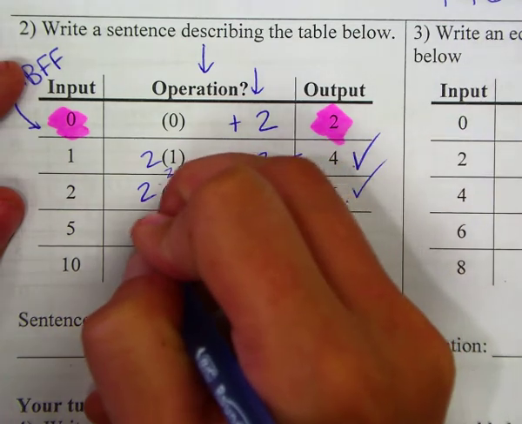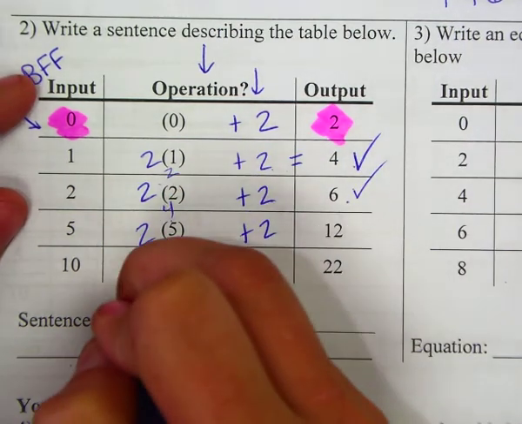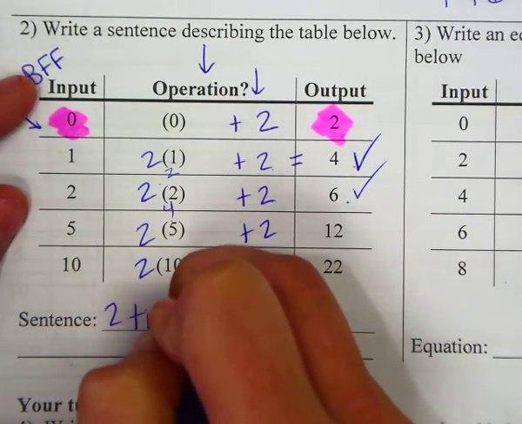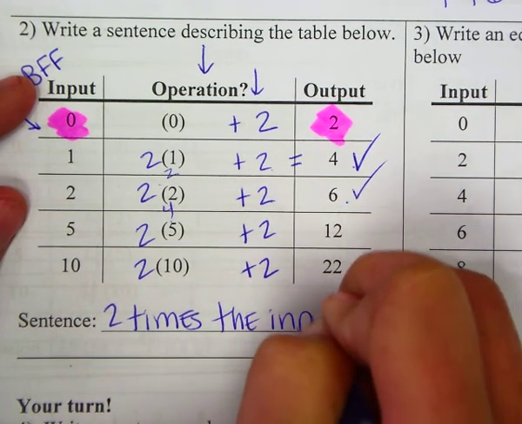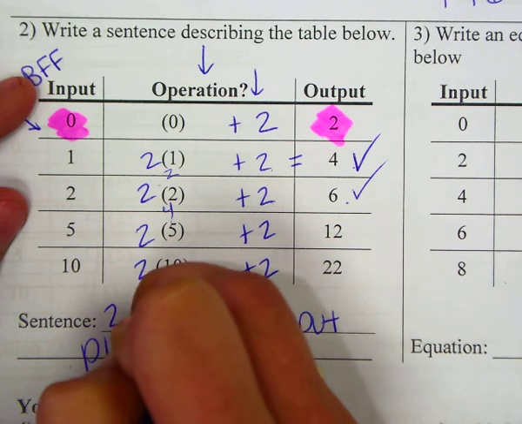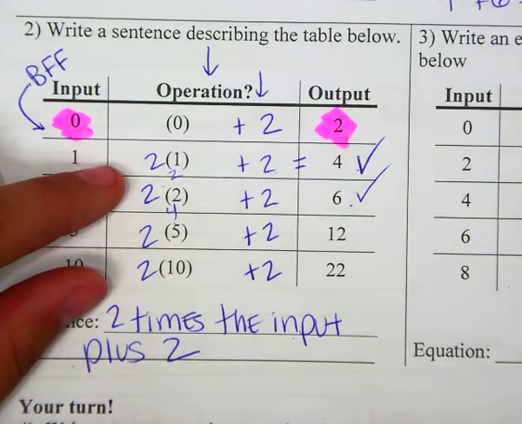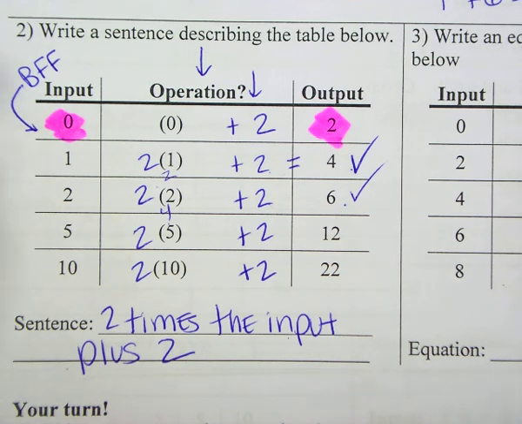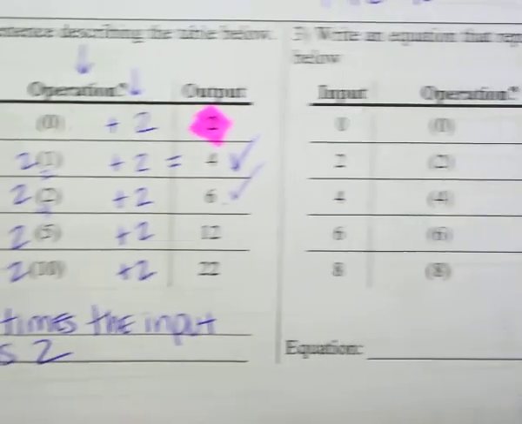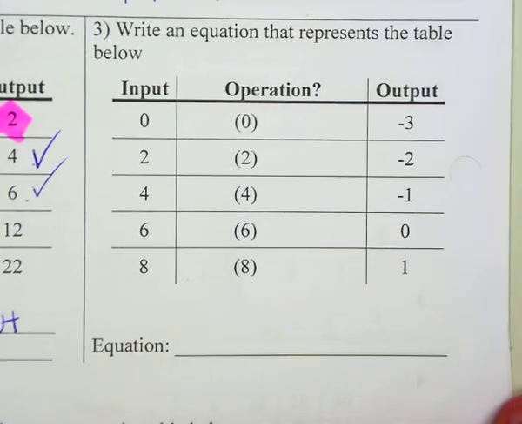Nice. So a sentence is it's 2 times the input plus 2. Again, I just got that from experimenting. I just tried a number. The next one might not be as easy. Let's go ahead and try it.